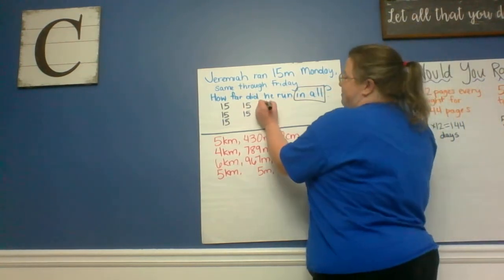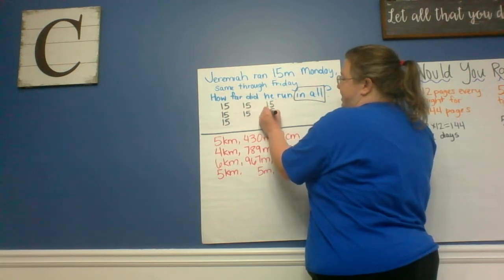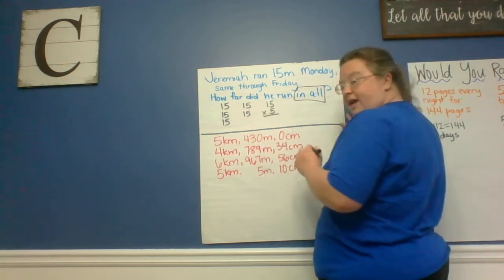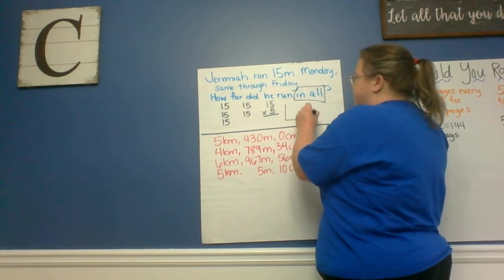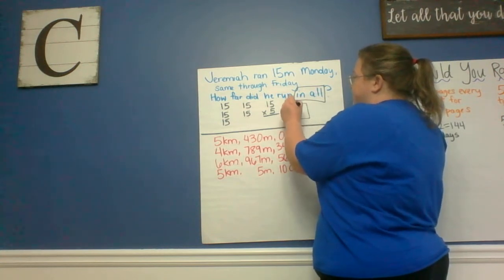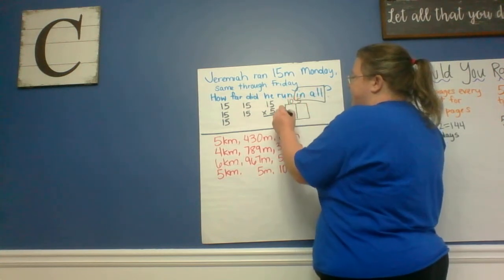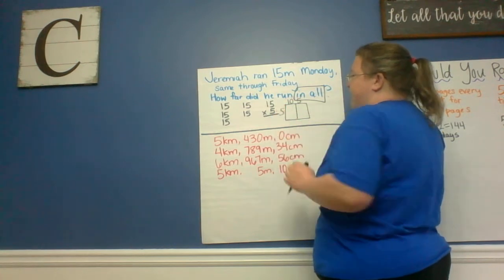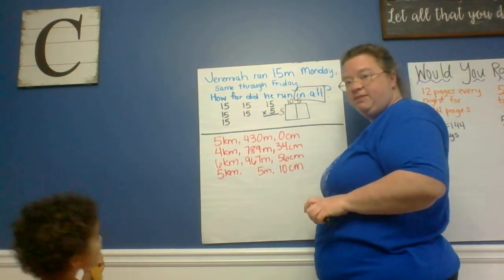I'm going to do multiplication, right? Now, if you remember, we can do this. We can decompose our 15 into a 10 and 5, and we can multiply both of those numbers by 5.